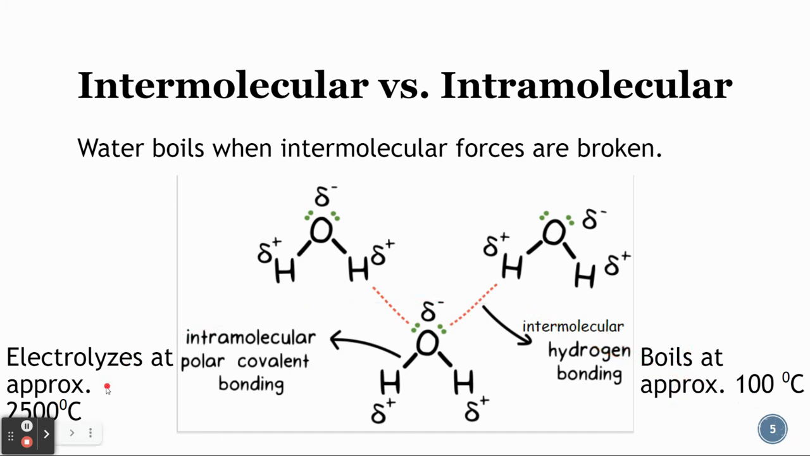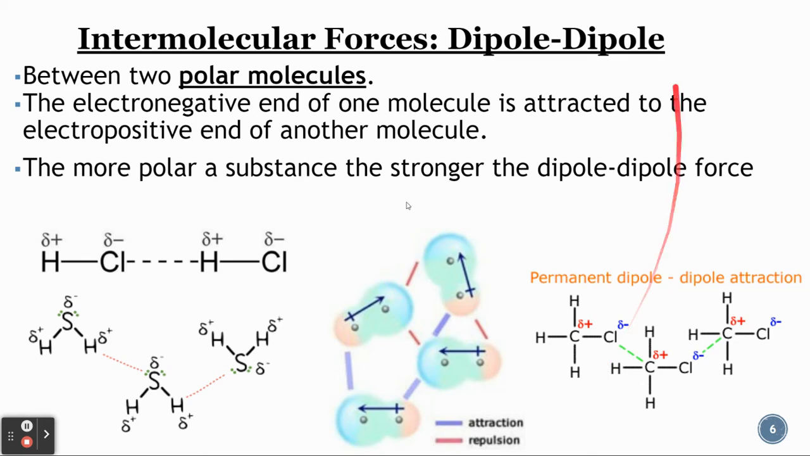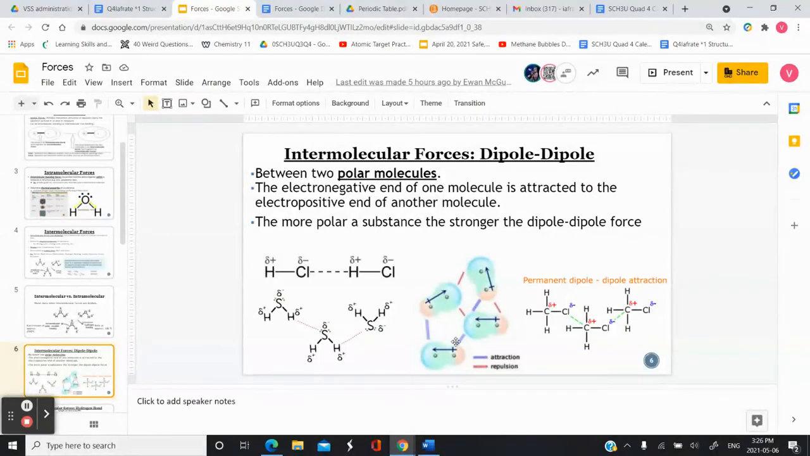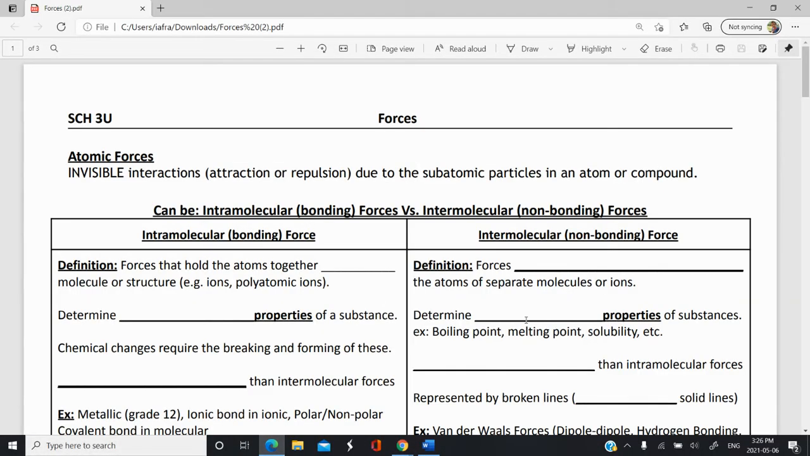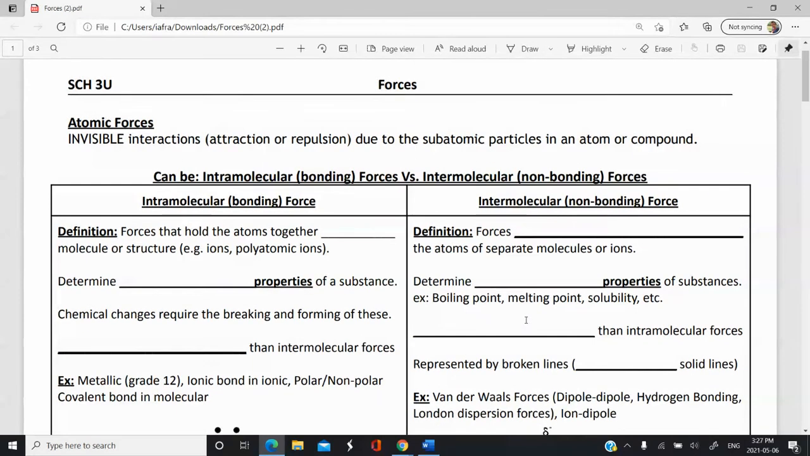So much less energy is required to break that intermolecular force compared to that intramolecular force. So again, the intra determines chemical properties, the inter determines physical properties. Before we go into this detail, let's fill in some blanks on our notes. We saw that there are atomic forces, and the atomic forces can be intramolecular or intermolecular. Really pay attention to that key word of intra, meaning within, and inter, meaning between or different.